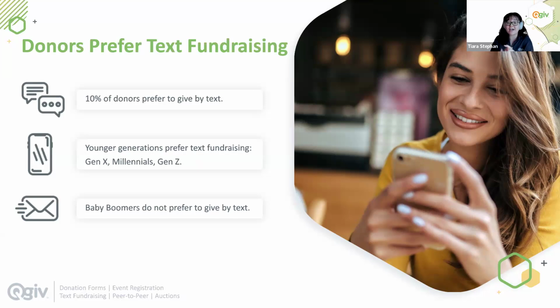But in this study, we found that 10% of donors in both the United States and Canada preferred to give by text over email, social media, direct mail, phone calls, and any other giving method. In particular, we see that the younger generations prefer text fundraising. So that's the Gen Xers, Millennials, and Gen Zers. And this kind of comes as no surprise because younger generations tend to adopt technology faster. Younger generations also like receiving updates more frequently from the nonprofits that they donate to versus older generations. So this makes outbound text a really easy way to keep them engaged.